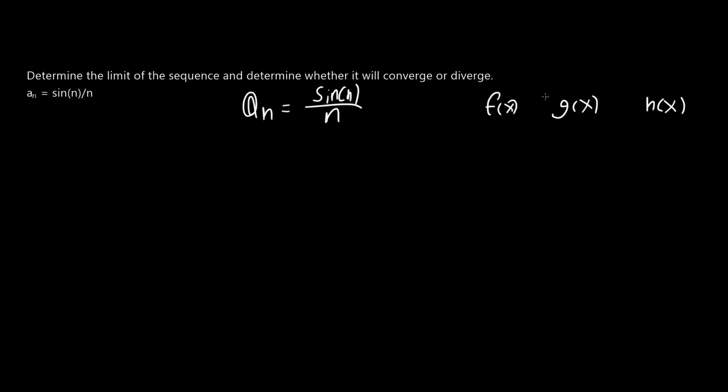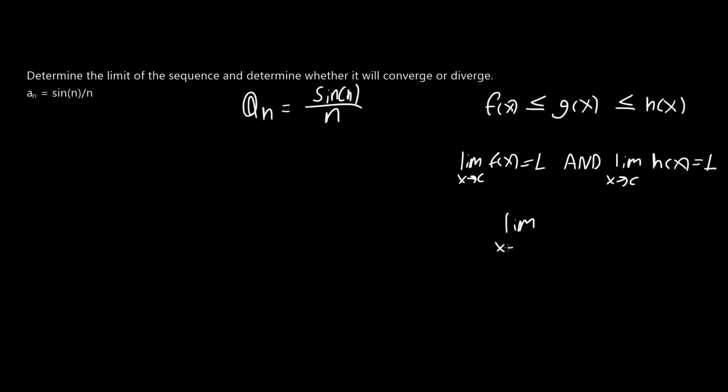And then let's say that g of x will be greater than or equal to f of x, and h of x will be greater than or equal to g of x. So according to the squeeze theorem, if the limit as x approaches a constant c of f of x equals L, and the limit as x approaches c of the function h of x also equals L, then the limit as x approaches c of the function g of x will also have to equal L. So if the limits of f of x and h of x equal the same number L, then the limit of g of x will also have to be the same.